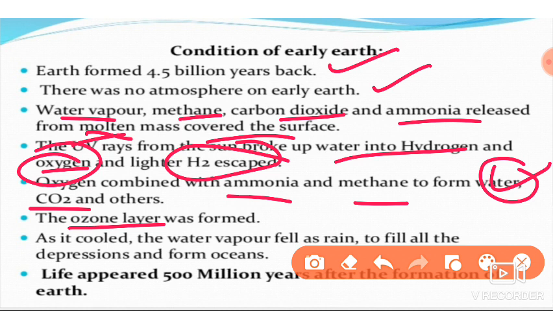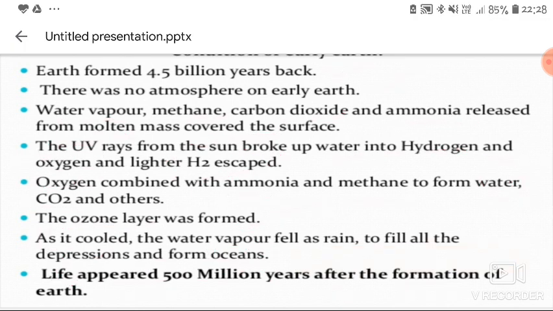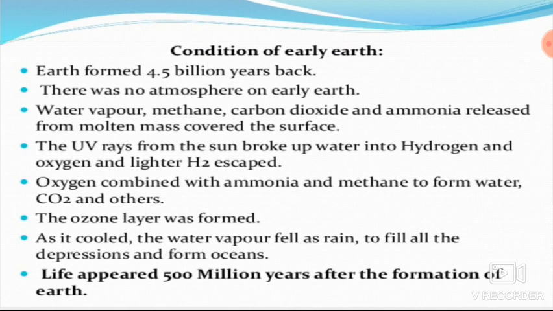And after that, as the climate cooled down, the water vapor fell as rain. A lot of depressions can be observed on the earth, and those depressions started to fill with water and became oceans. This is the condition of the early earth. Life appeared 500 million years after the formation of earth, that is, 4 billion years ago, not 4 million. Life originated on earth then. These are the points regarding the previous class information.